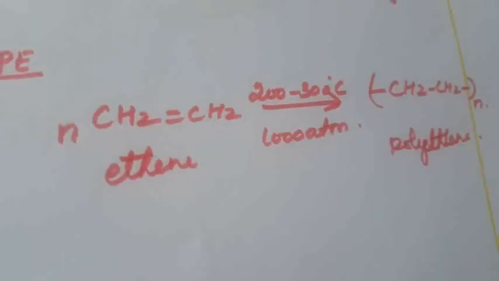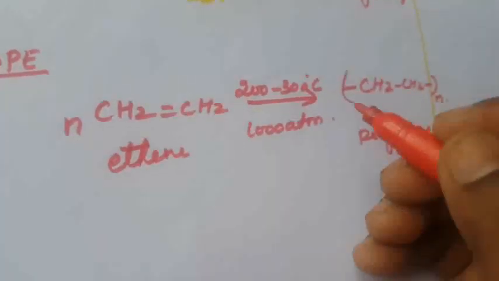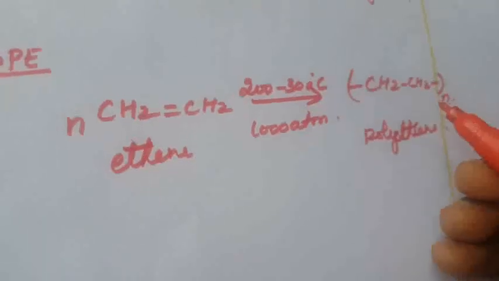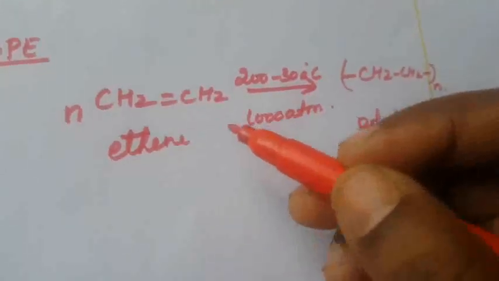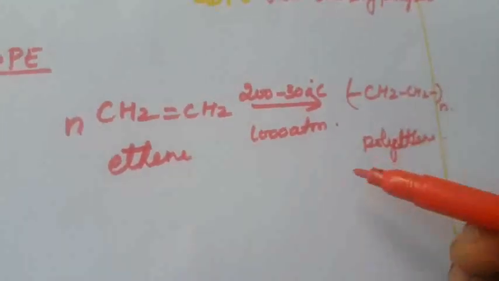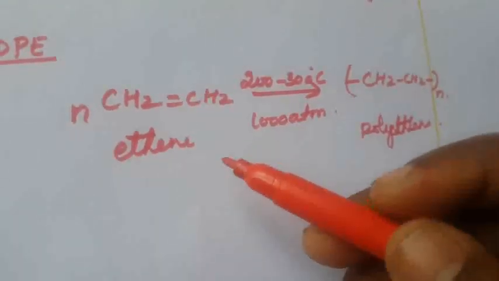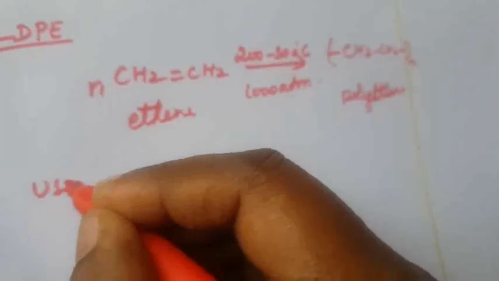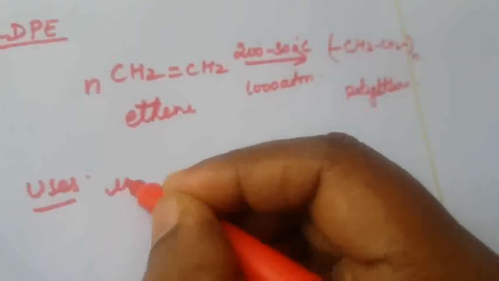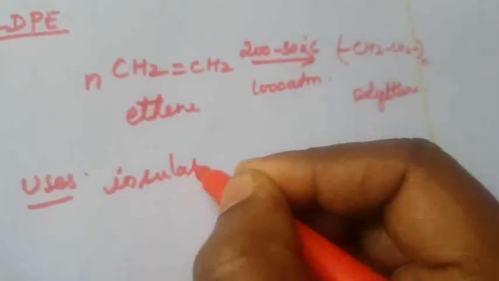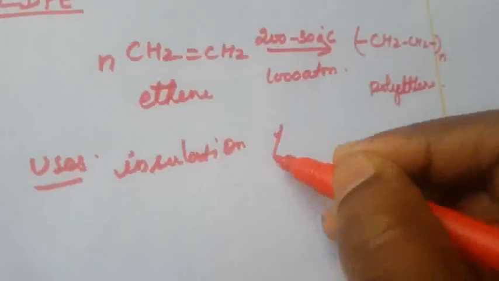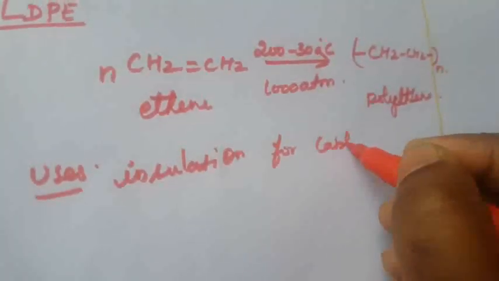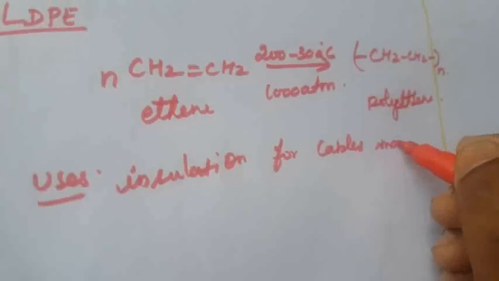The reaction is a free radical mechanism. The peroxide formed from oxygen acts as a free radical initiator. So this is the preparation of polythene. It is used as insulation for cables and for making toys. What are the main uses? Mainly insulation for cables and making toys. That is called polythene.